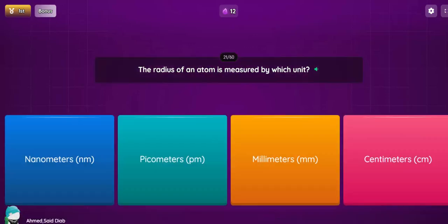Question: the radius of an atom is measured by which unit? Option 1: nanometers, nm. Option 2: picometers, pm. Option 3: millimeters, mm. Option 4: centimeters, cm.